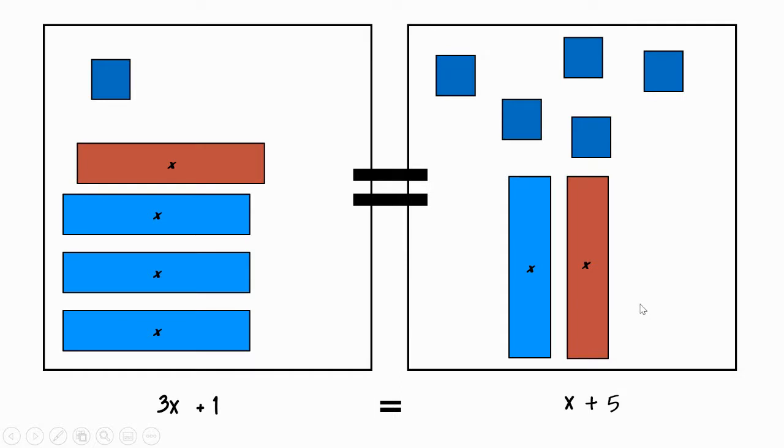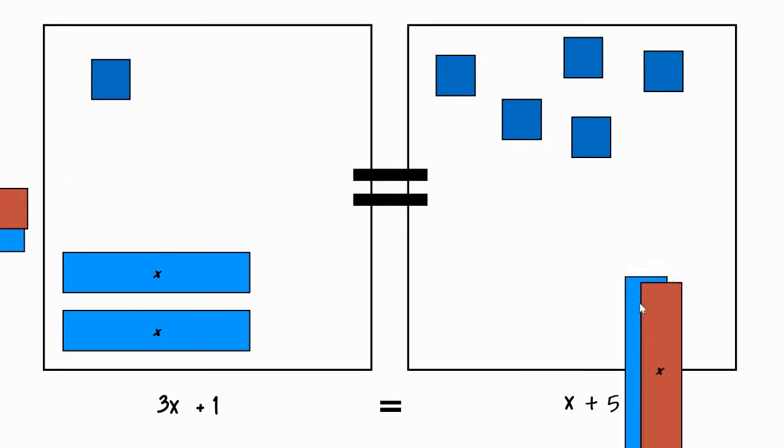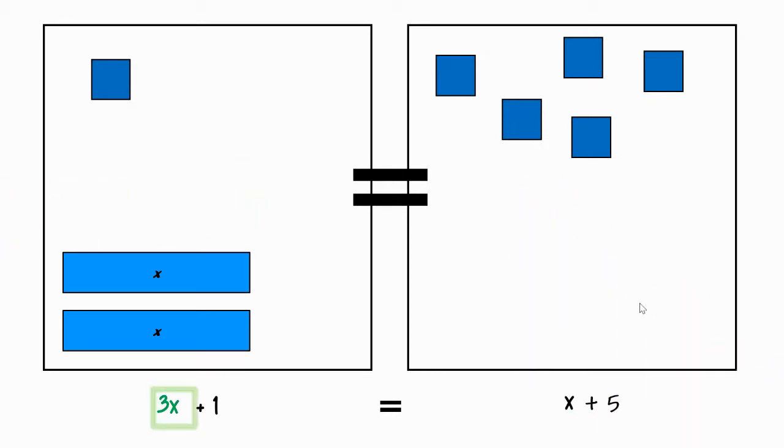So instead, I'm going to add a negative x to both sides, canceling out the x on the right. Once those go away, the 3x on the left side turns into 2x, and the x over on the right side is now just gone, and I have 5 unit tiles left.